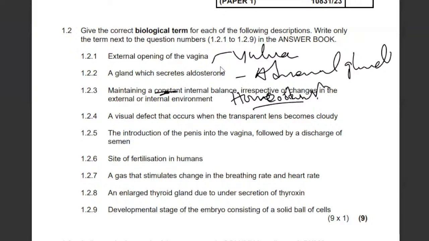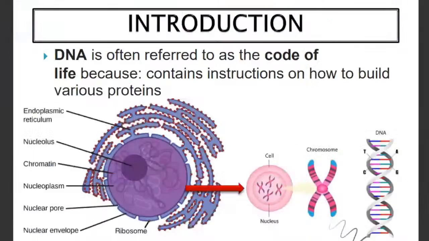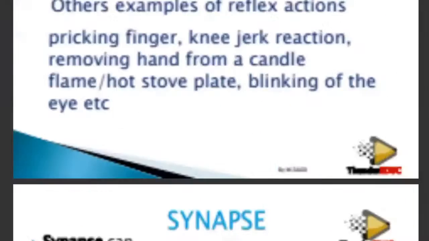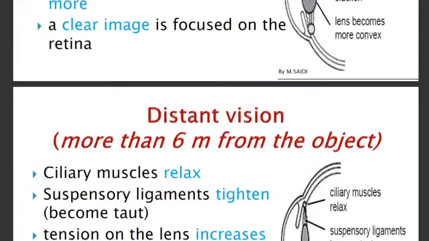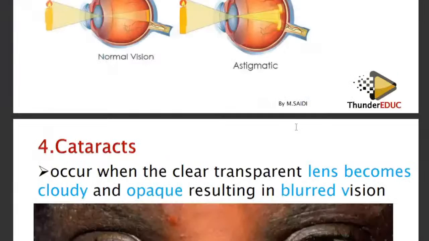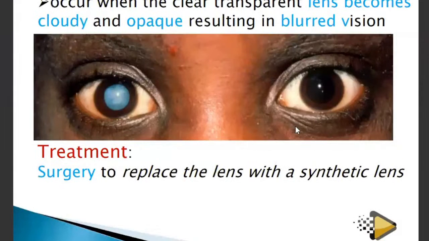The visual defect that occurs when the transparent lens becomes cloudy. I've been saying this over and over again. If you check our distinction material, it's called cataracts, but I want to show you so that you see it clearly. You see, it has become cloudy. The normal eye is supposed to look like this.